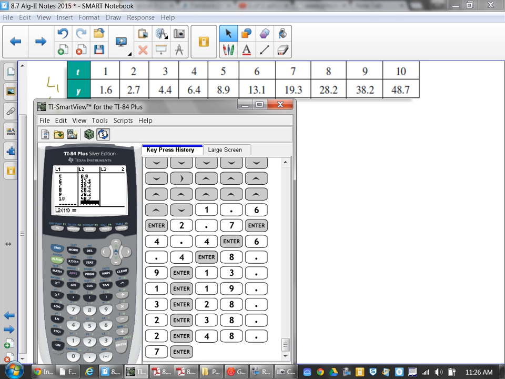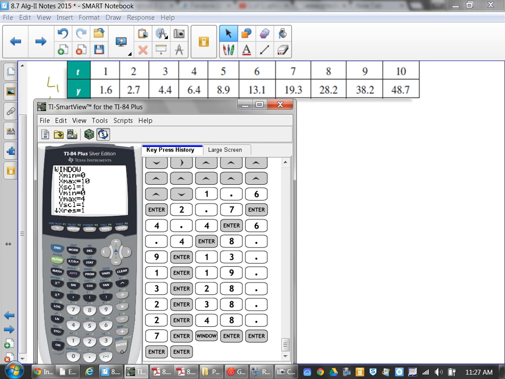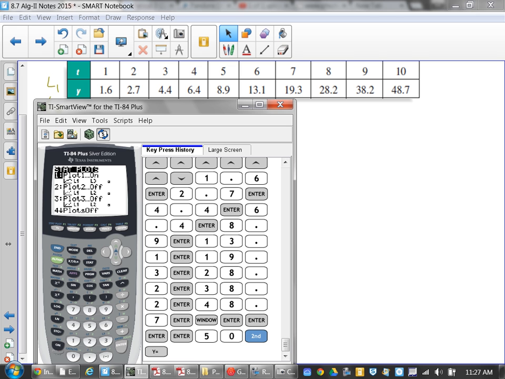50. 0 to 50, good. So let's go to our window. 0 to 10, and then 0 to 50. Wait, how do you do that? I want to make sure I hit second stat plot and that it's turned on. I'm going to change that to L2.